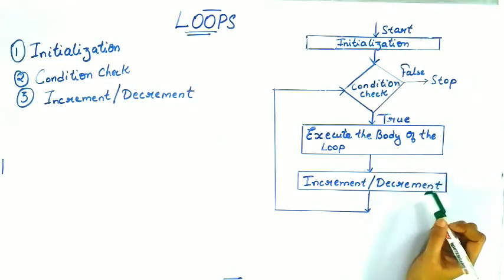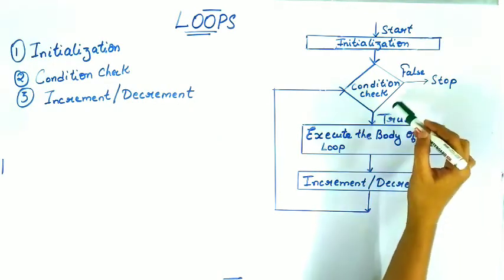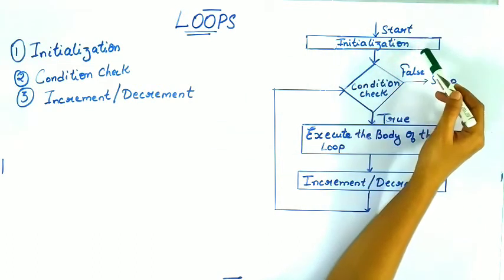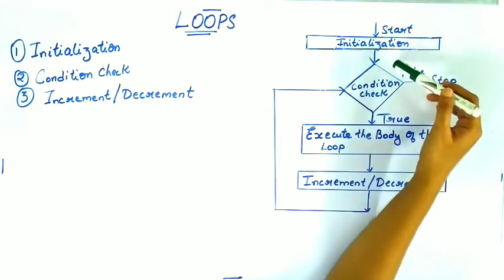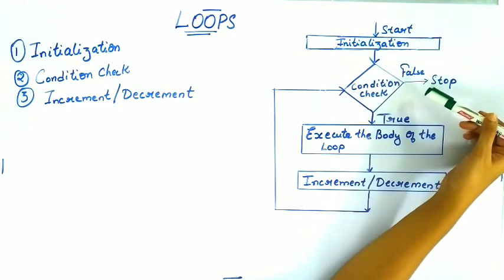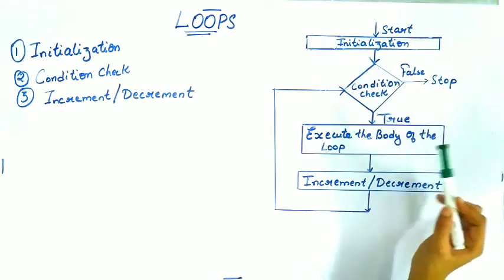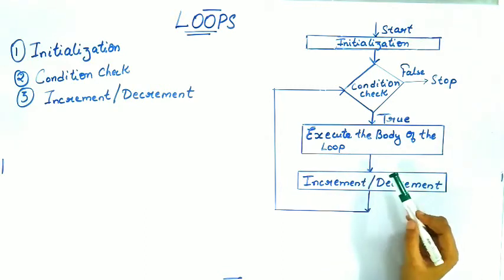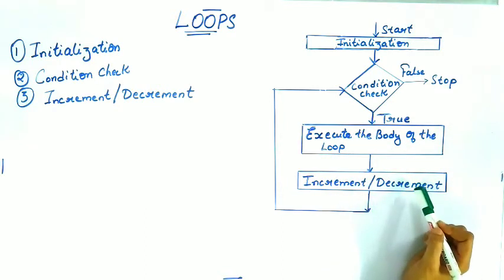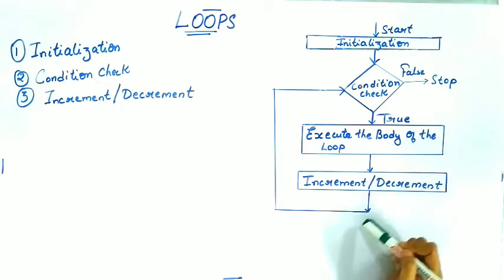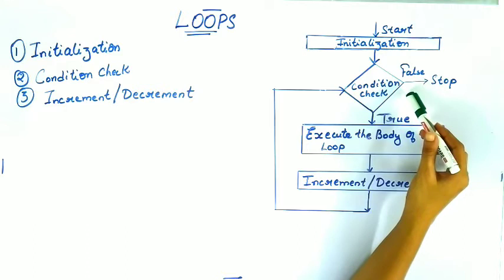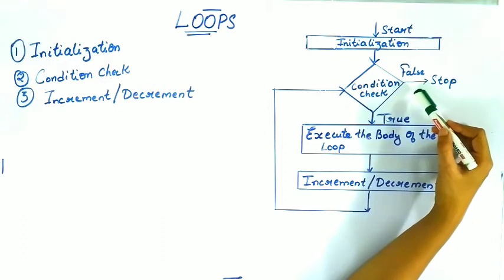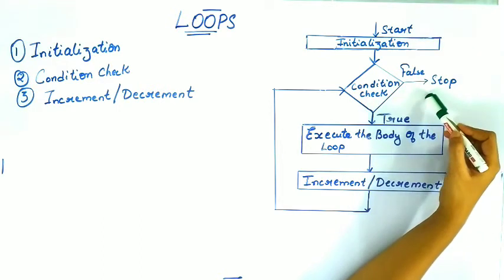Now, the iterable is an object that repeats itself throughout the loop. The loop starts with the initialization of the iterable. Then the compiler checks whether the condition is true or false. If the condition is true, the compiler executes the body of the loop. Then the compiler increments or decrements the iterable. Then it again goes back to check the condition, and the loop continues until the condition becomes false. The moment the condition becomes false, the loop stops.